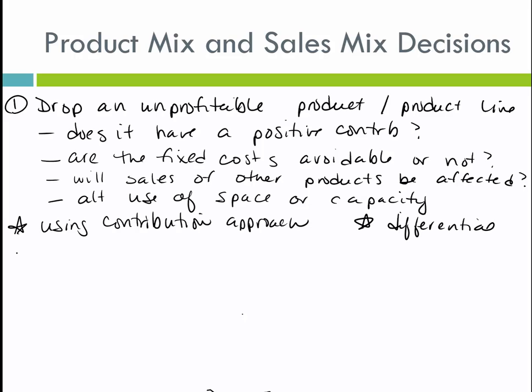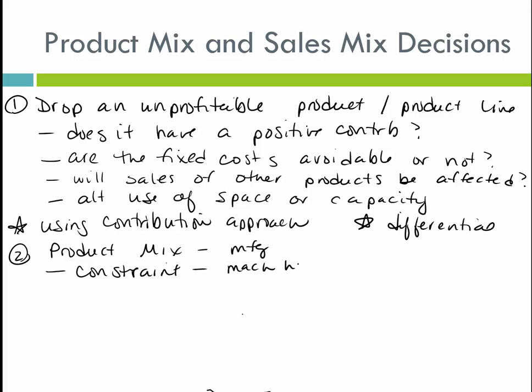The second type of decision that you can see here is the product mix decision. And this would be for a manufacturing firm. So you're always going to be faced with some sort of constraint. It might be machine hours, how many hours in a week you can run the machines. It might be labor, maybe one product requires a higher skilled labor and you only have so much of that. It could just be the demand for the product. But you always have some constraint, something that's holding you back, some limitation.